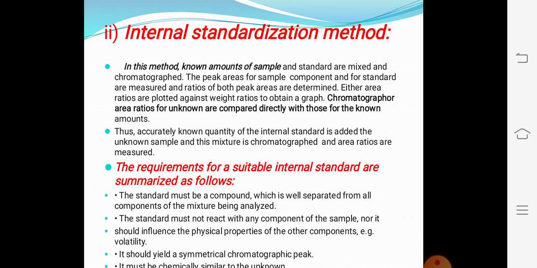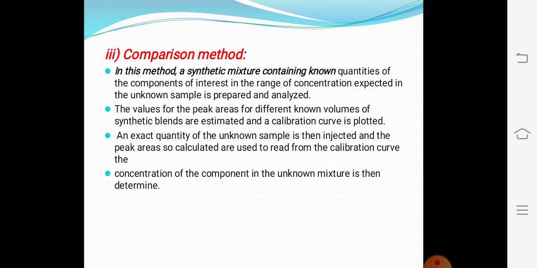The standard must be a compound which is well separated from all components of the mixture being analyzed. Second, the standard must not react with any component of the sample, nor should it influence the physical properties of the other components, for example, volatility. Third, it should yield a symmetrical chromatographic peak. It must be chemically similar to the unknown compounds.